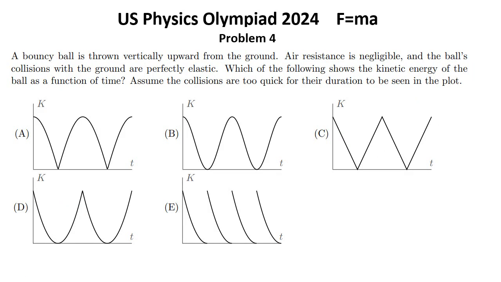Problem number 4. A bouncy ball is thrown vertically upward from the ground. Air resistance is negligible, and the ball's collisions with the ground are perfectly elastic. Which of the following shows the kinetic energy of the ball as a function of time? Assume the collisions are too quick for their duration to be seen in the plot.